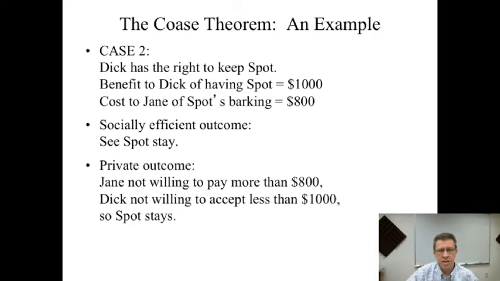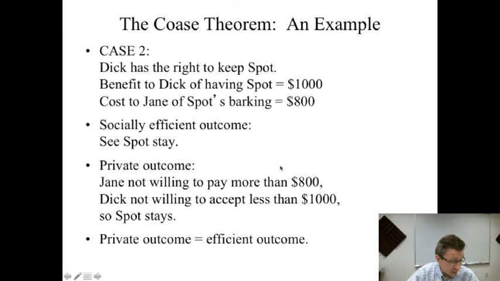Right? There's no transaction they can come to. Jane would be willing to pay up to $800, but Dick views the value of having the dog at $1,000. They're not going to reach any transaction that would be mutually beneficial, so the dog is going to stay. The private outcome is indeed efficient.